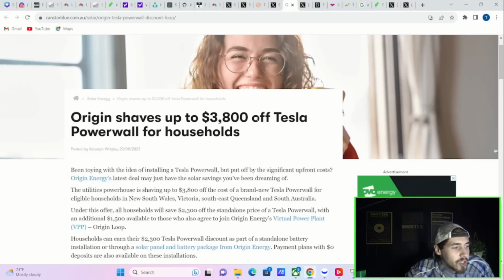Origin shaves off up to $3,800 for new Tesla Powerwalls for households. Under this offer, all households will save $2,300 off the standalone price of a Tesla Powerwall, with an additional $1,500 available to those who agree to join Origin Energy's virtual power plant, Origin Loop. This is for Australia, specifically for New South Wales, Victoria, Southeast Queensland, and South Australia.